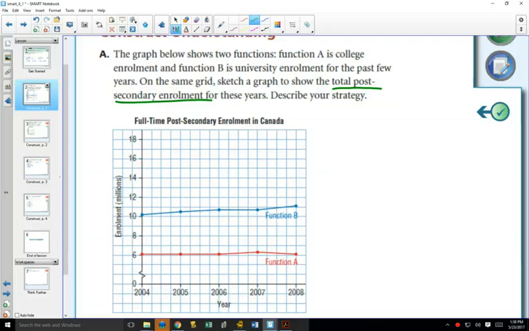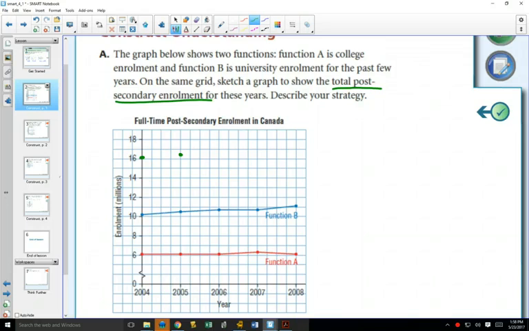So in 2004, how many people were enrolled in university or in secondary enrollment, university or college? Approximately 16. Around 16 million, right? And then in 2005, more or less than 2004? A little bit more, right? Again, we could take the 6 and add it to about 10.5 and say maybe about 16.5.